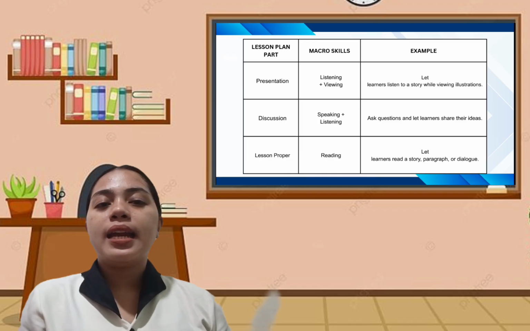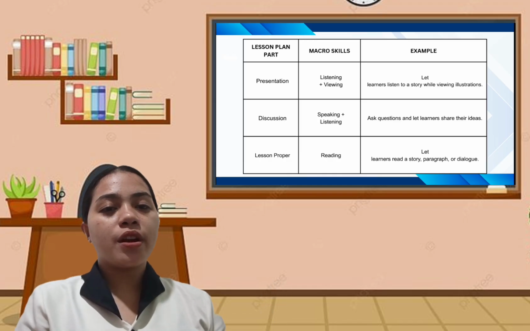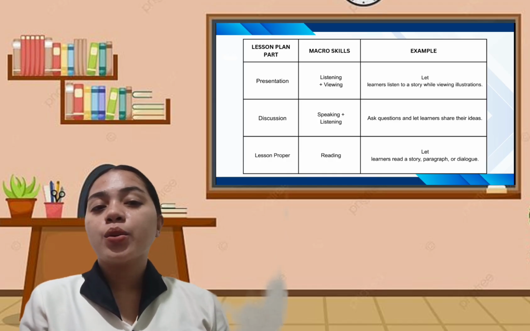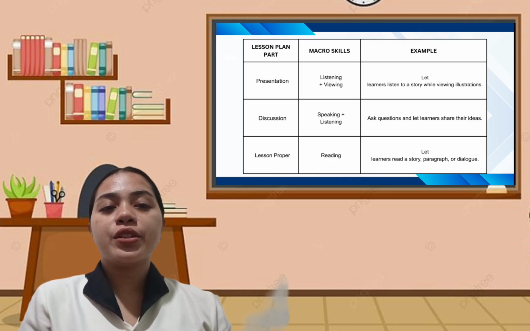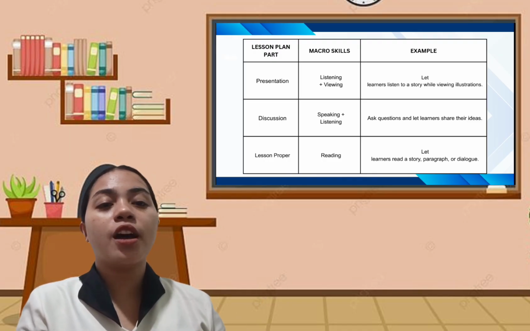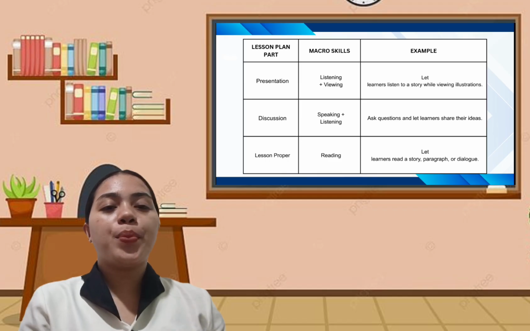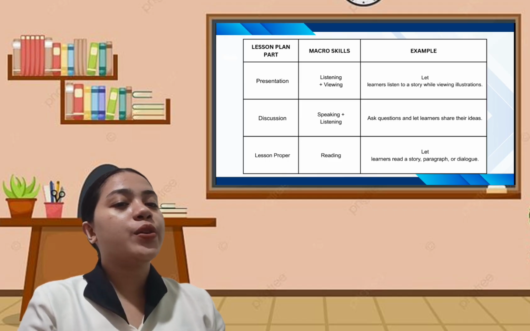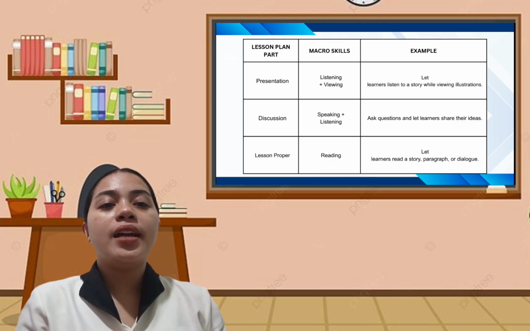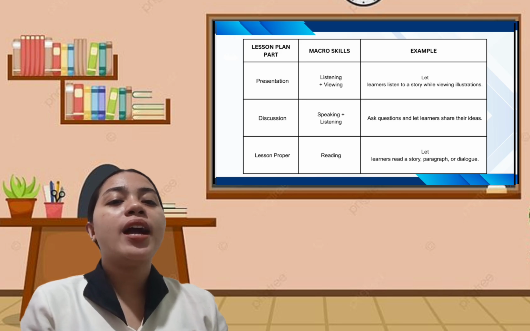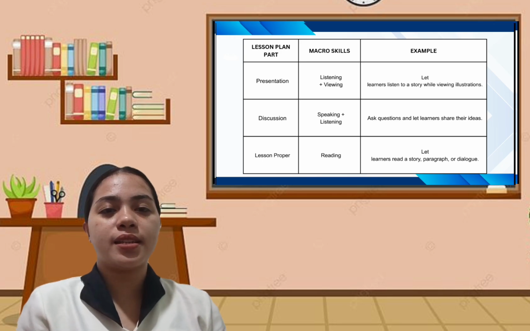Reading. Let learners read a story, paragraph, or dialogue. So during the lesson proper, reading can be used to help learners understand the main content of the lesson. For example, if the lesson is about a short story, the learners can read the story and identify the characters, setting, and important events. Through this activity, reading helps them understand the lesson.